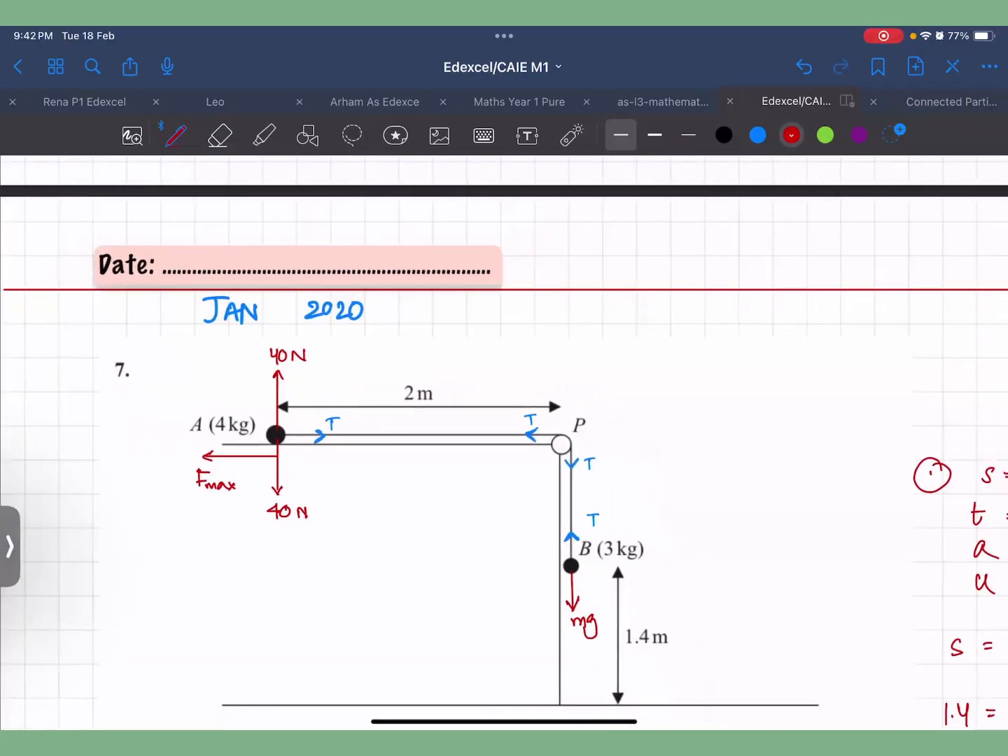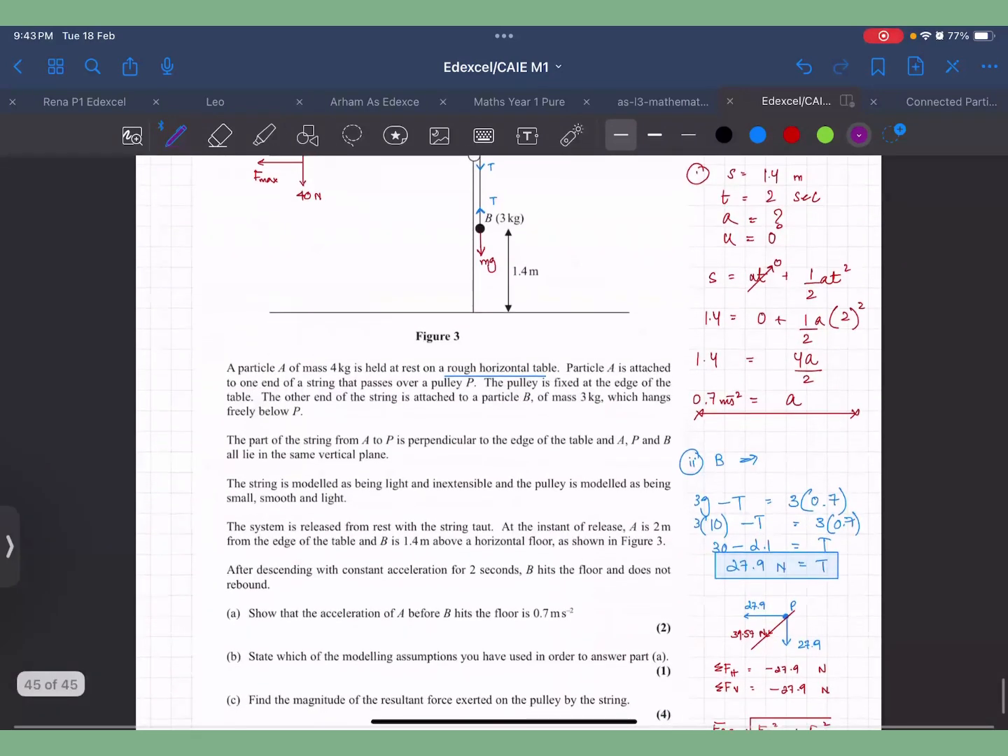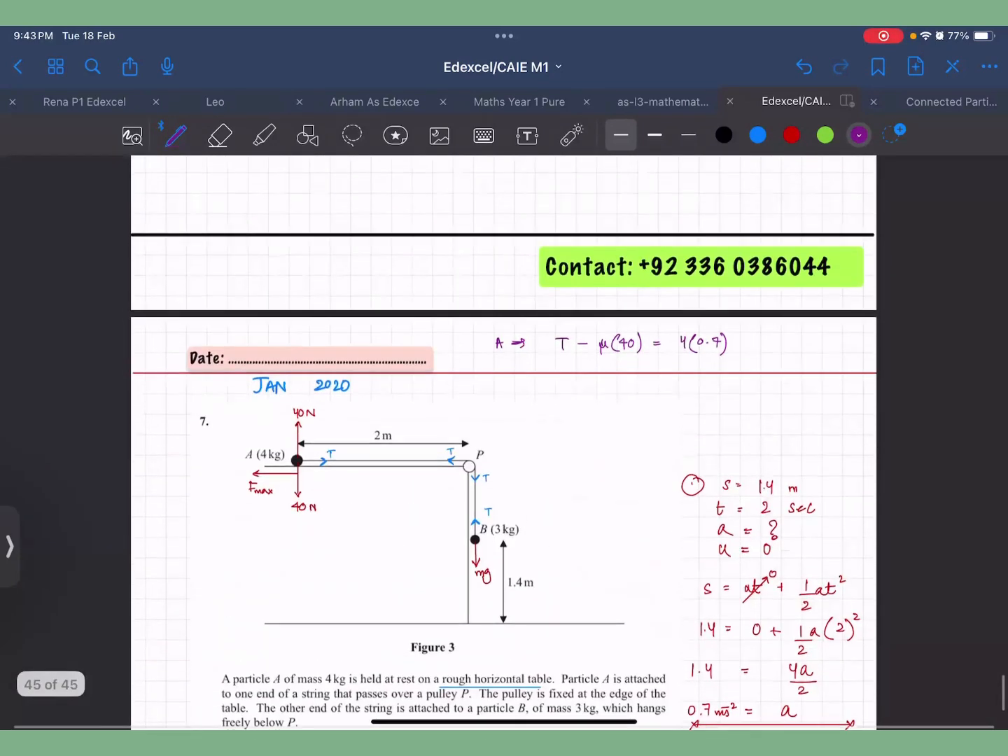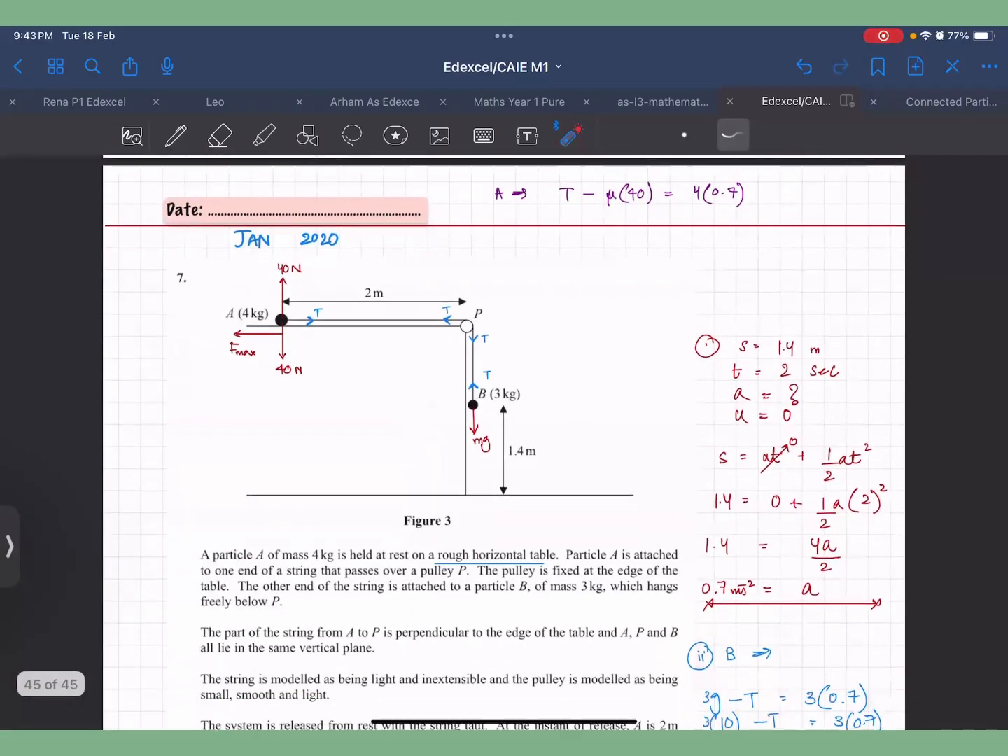So if I form the equation for this particle A, the tension is greater. So tension minus F max, which would be mu times 40, mu N, is equal to ma, 4 times 0.7. I don't know why it was 4 marks. Right, the mass of A is 4 kg and the acceleration is the same for both of these, because both of these were moving at a common acceleration, they were connected together.